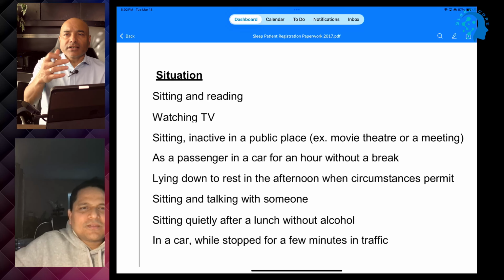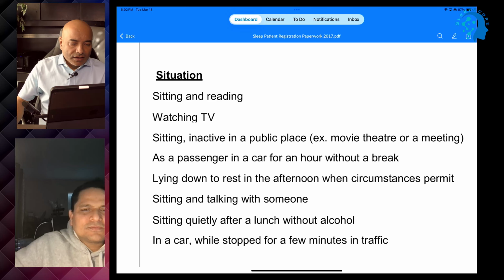Like we are talking right now. Do you think, oh, I may fall asleep? Do you feel that way? No. 0. Okay. Sitting quietly after lunch without alcohol. That means after lunch, you had a good lunch. Do you feel sleepy?